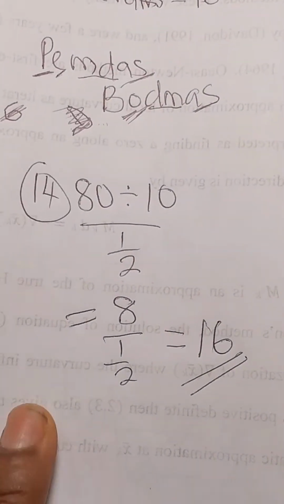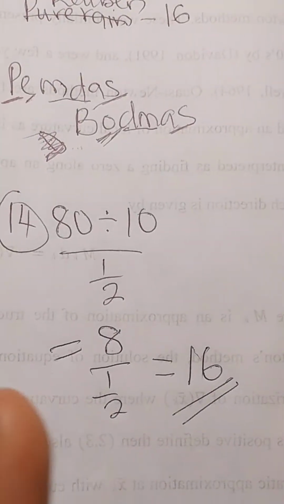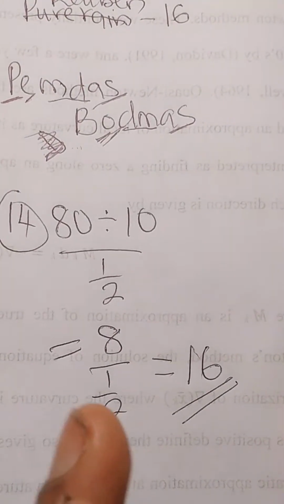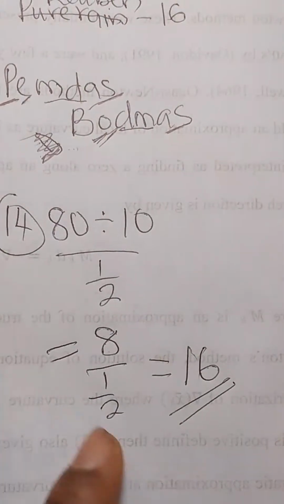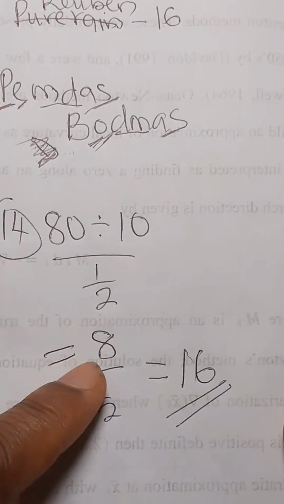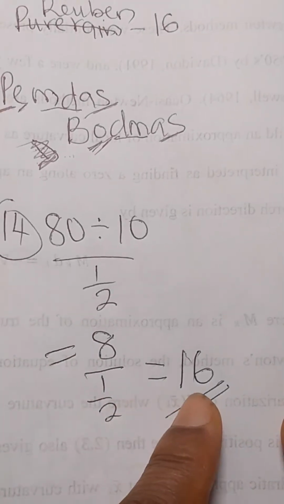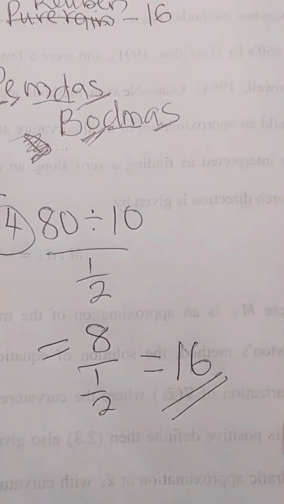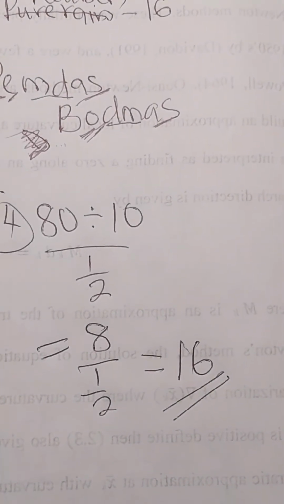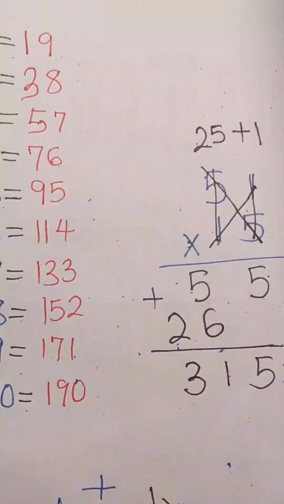Pure Rain and Ruben got it correctly. Garuba, you divided by 2 instead of half, because 8 divided by 2 will give us 4, but 8 divided by half will not be 8 divided by 2. So you're going to get 16. So please take note of that. All right. So we go to the next question.